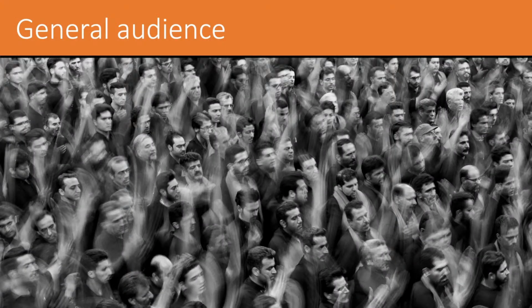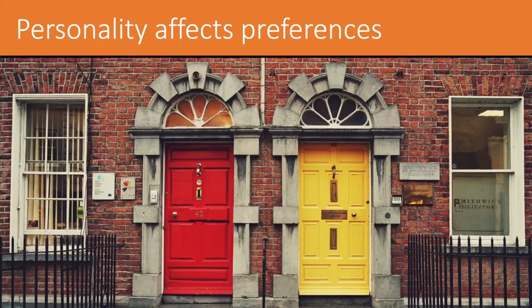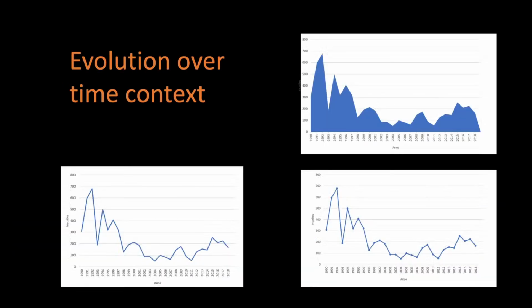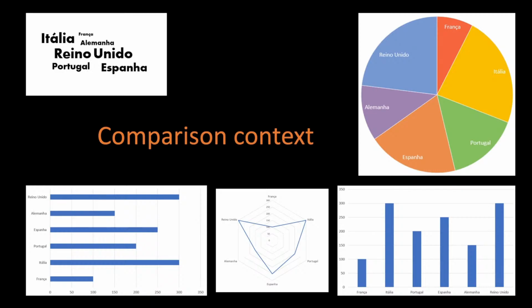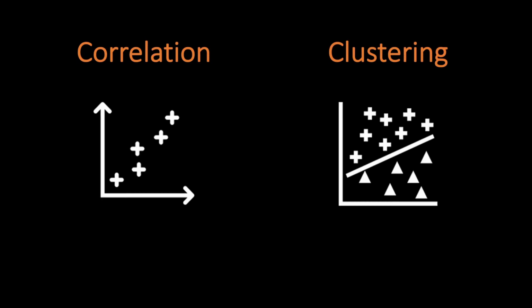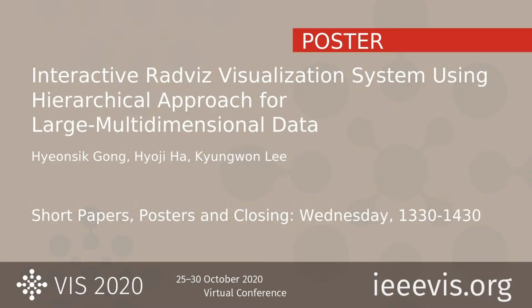Nowadays, technology is developed for a single audience, assuming that one size fits all. Nevertheless, we all have individual differences, such as personality. Taking into account how personality affects preferences, we study whether it has an effect on hierarchy, evolution over time, and comparison contexts regarding information visualization. We leverage all personality variables from the 5-factor model and the locus of control with correlation and clustering approaches, showing promising results.